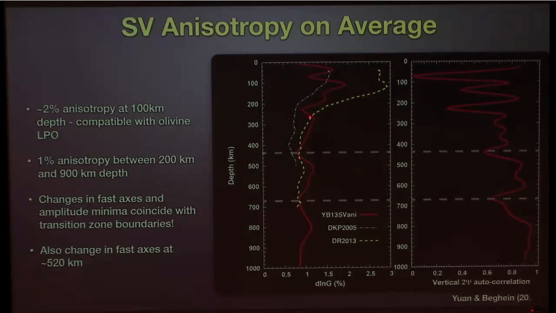Then between 200 kilometers and the top of the transition zone, it decreases. But instead of continuing to decrease and going to 0 in the transition zone, which is what we might have expected from previous results, we find that it re-increases slightly, up to about 1.5% of anisotropy on average in the transition zone. Then it decreases again to reach a minimum, and then here we're really losing resolution, so I won't discuss this.